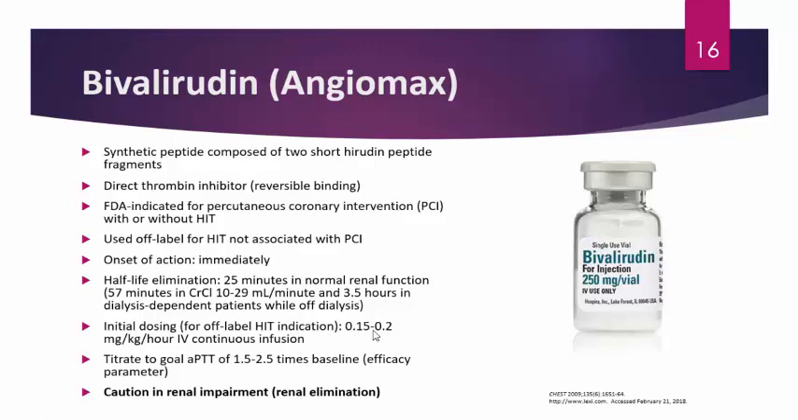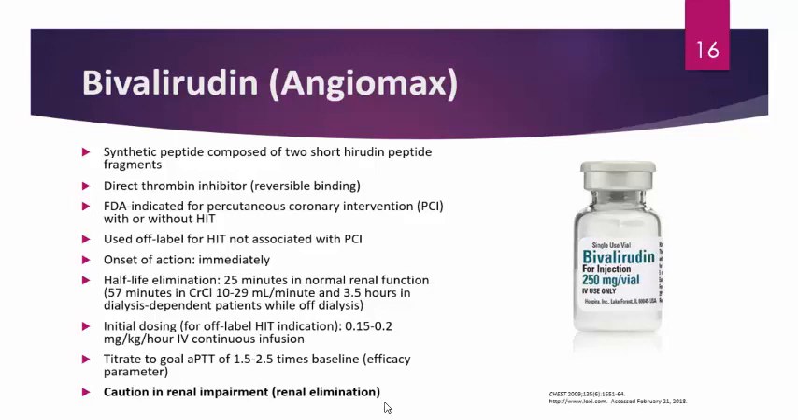Initial dosing of this drug is 0.15 to 0.2 milligrams per kilo per hour IV continuous infusion. And similar to Argatroban, the goal is to titrate to an APTT of about 1.5 to 2.5 times baseline. And some people may say up to 3 times baseline for your efficacy parameter. Because Bivalirudin is renally eliminated, you will not necessarily want to give it strongly to patients who have strong degrees of renal impairment, though technically we do have dosing available for those patients.